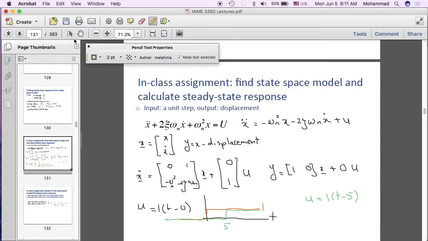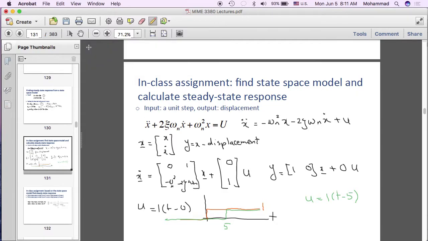So what we're after really is steady state response. Yes, sir. In your state space model, for the u value, that's 0, 1. Can you just explain real quick how you got that 1? This one here. Yes. I'm sorry. This one. Yep. Okay. This comes here from this one.